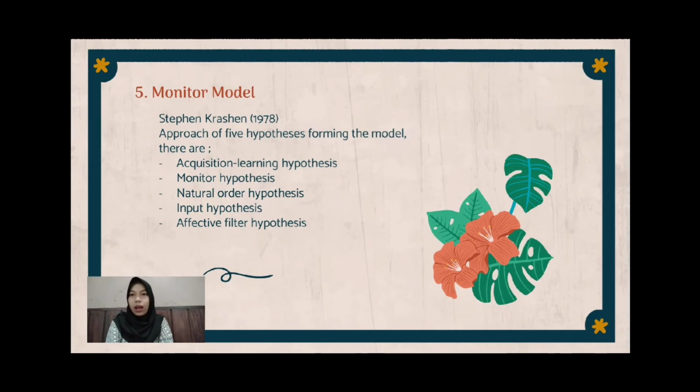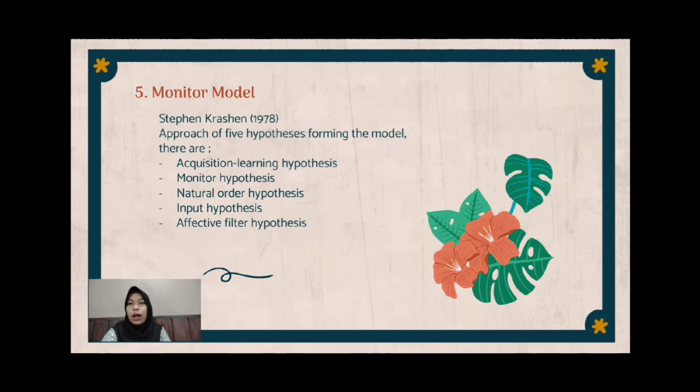Alright, thanks to Rahma, and I will explain about the monitor model, universal grammar, initial state, and nature and development of interlanguage. Alright, the monitor model, proposed by Stephen Krashen in 1978, explicitly and essentially adopts the notion of the language acquisition device, or LAD, which is a metaphor Chomsky used for children's innate knowledge of language. Krashen's approach has 5 hypotheses forming the model.